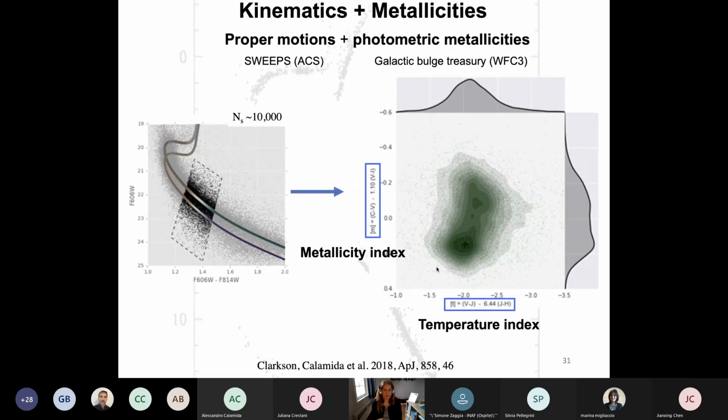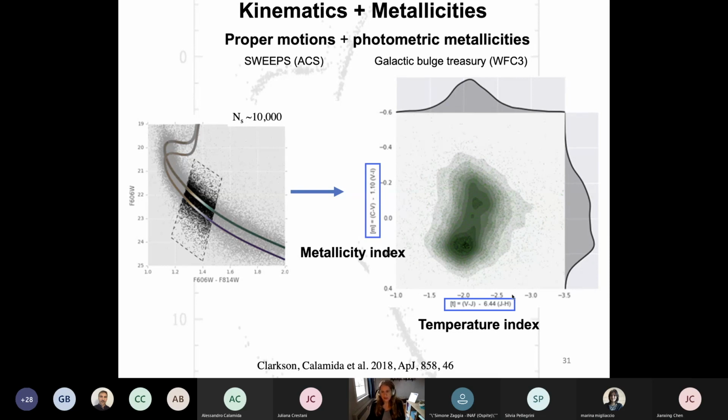Then what we did was to combine our proper motion for the galactic bulge and photometry with photometry that was collected before with HST again. This is Wide Field Camera 3. And the filters that were used in Wide Field Camera 3 were, again, the U band and the G band, and also the infrared observation. Combining these filters, we created two indexes, one for the metallicity, you see here, and one for the temperature of the star. And this is the density plot in this color plane, so all photometry.